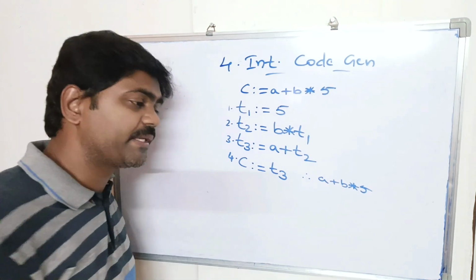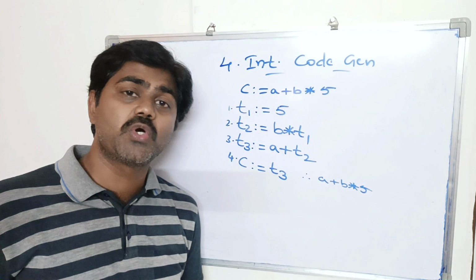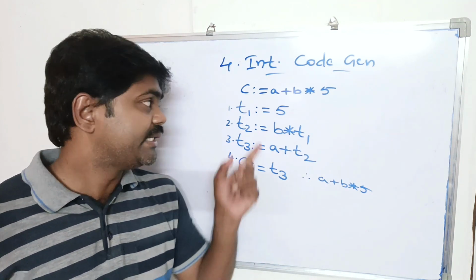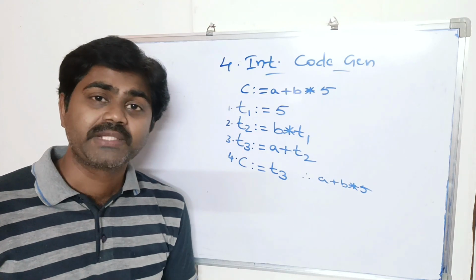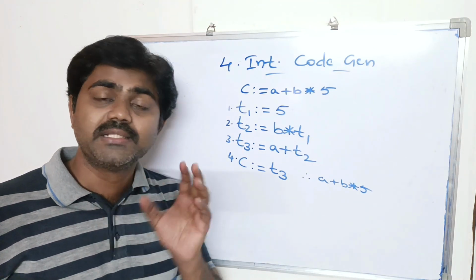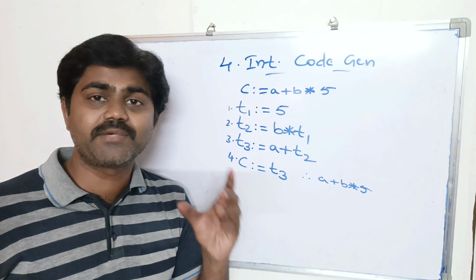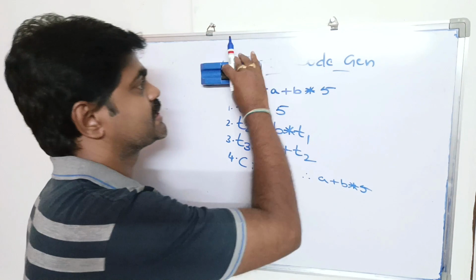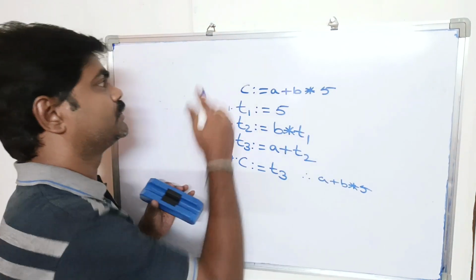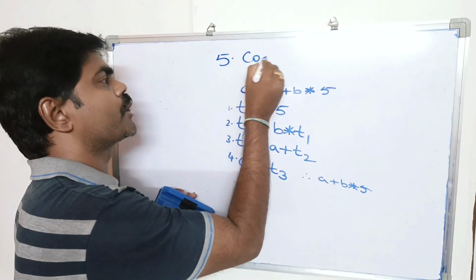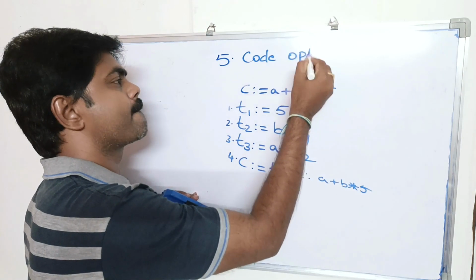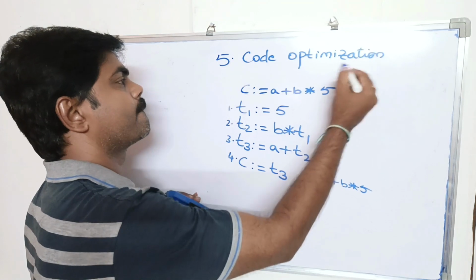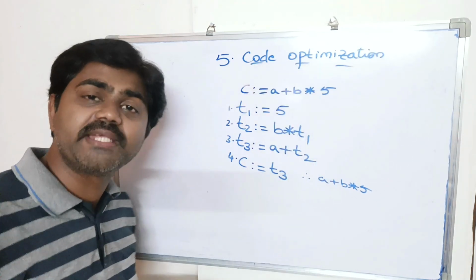So our next topic is code optimization. In this code optimization, we'll optimize the lines of code. Here I have taken 4 lines of code. Without changing the design, we'll reduce the lines of code so that we'll get the same output as well. Okay. And the fifth one is code optimization.